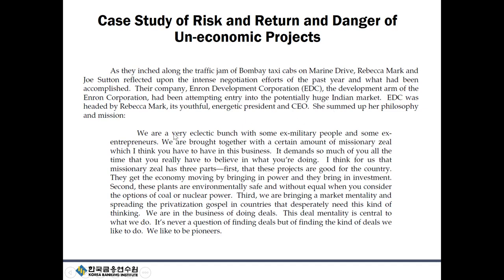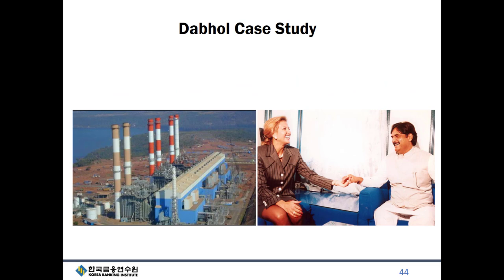She summed up her philosophy: "We're an eclectic bunch. We have missionary zeal. It demands so much of your attention. It's three parts. We do projects that are good for the country, and we're environmentally safe. And the best thing, we are bringing a market mentality and spreading the privatization gospel." How could I not clip that? It's one of the best clips. There's Rebecca Mark, spreading the privatization gospel to some man from India.